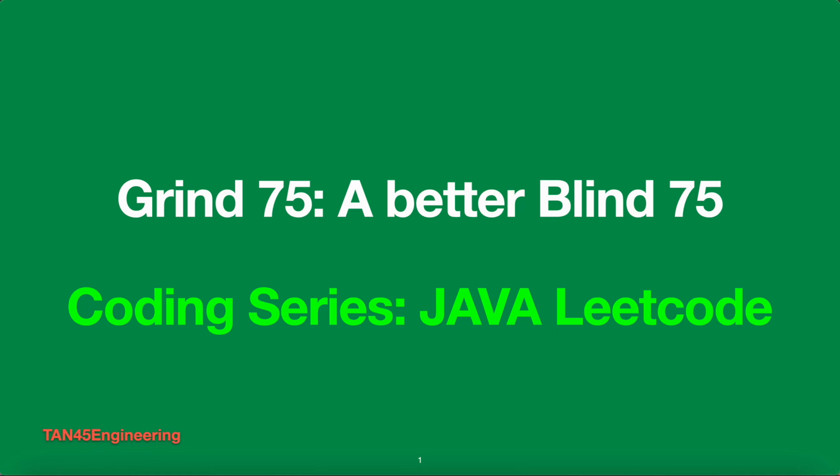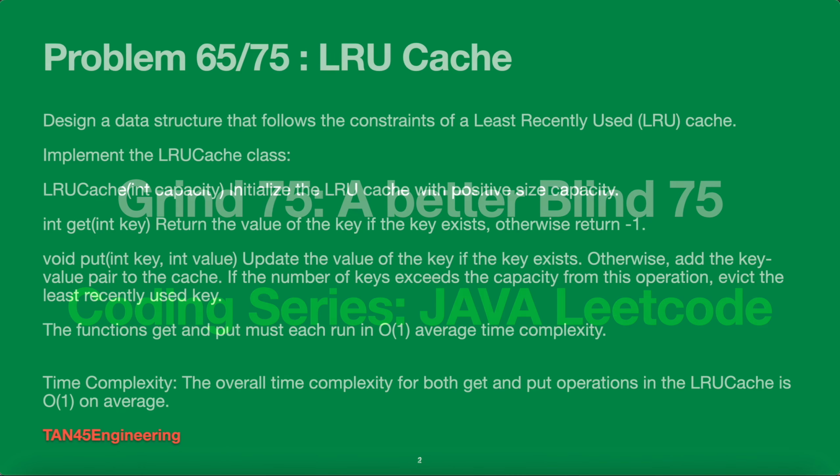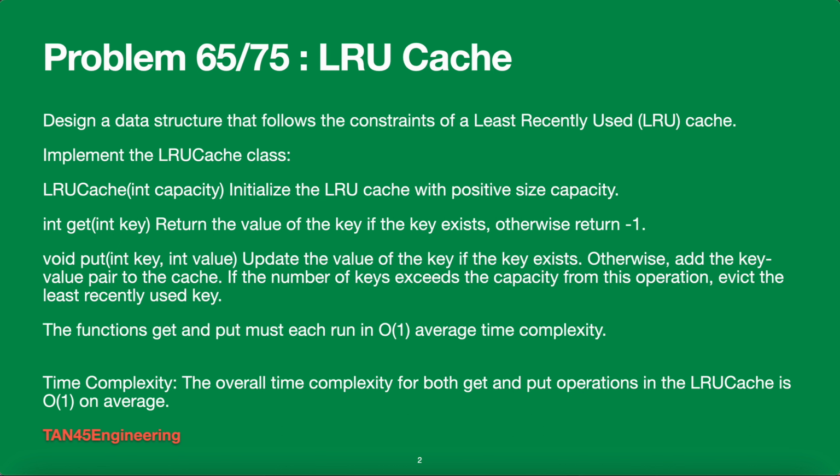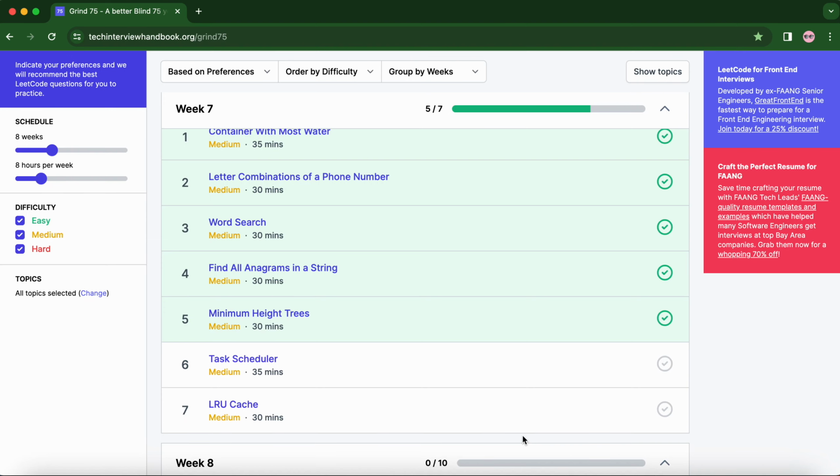We are here with yet another video in our Grind 75, a Better Blind 75 coding series. Today's problem is on LRU cache. We have to design an LRU cache, and this is one of the most frequently asked problems. So let's quickly jump into the problem statement, understand it and start solving.